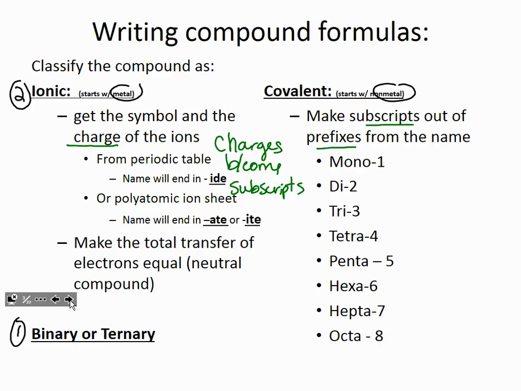Now, if a compound is binary or ternary, it'd be nice if you knew the definition of binary. Binary means 2, so here we're talking about 2 elements. Ternary means more than 2. Ternary compounds are always ionic because they contain a polyatomic ion.